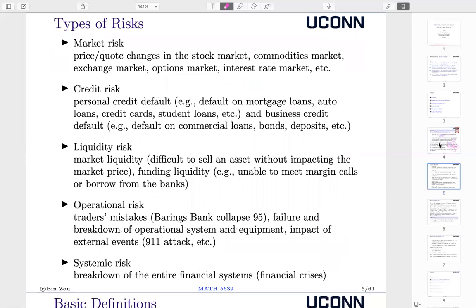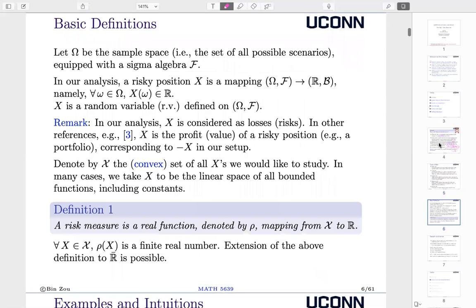With that in mind, we have many different types of risk. Okay. Take a quick read. These concepts are important in finance, but relatively speaking, not that important to us, at least in this course. So I leave that to you to read.